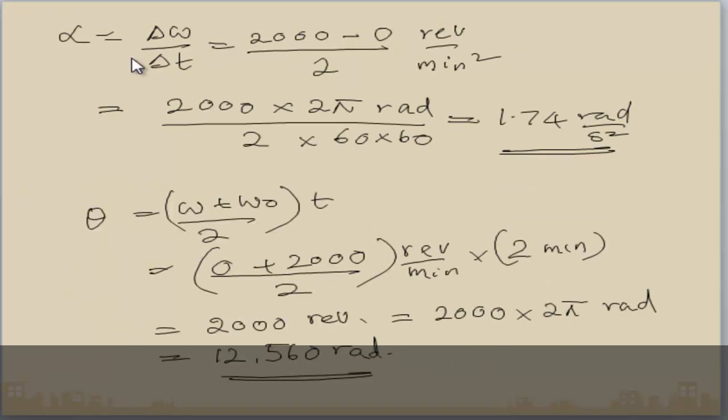So again, the formula for angular acceleration: alpha equals delta omega over delta t, which is final angular speed minus initial angular speed divided by 2. The final angular speed is 2000 rpm minus 0, over 2. The units are revolutions per minute divided by minutes, so revolutions per minute squared. We need to convert that to radians per second squared.